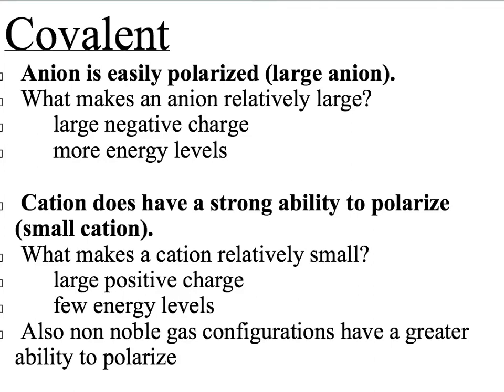So what makes an anion relatively large? Well, we want a decently large negative charge and we want more energy levels. And it turns out that more energy levels is much more significant in this case. So my ideal example here would be something like iodide. Iodide is way down there on the periodic table, it has 5 energy levels, and it is probably the easiest to polarize anion out there.